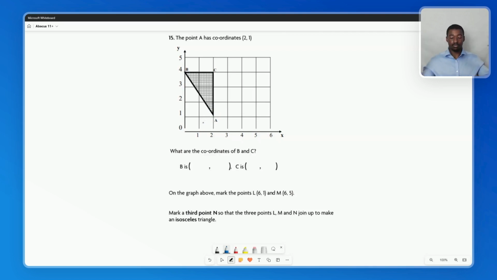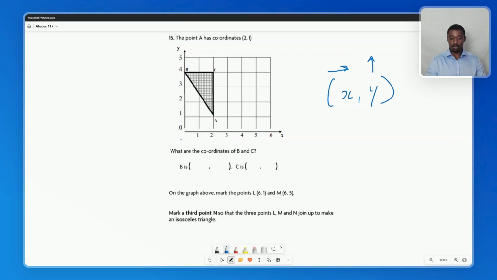So let's think about and remember how coordinates work. When we have these coordinates, X and Y, for example, it's telling us how far to the right and up we're going. So it's X to the right and then Y up. And if it's negative, it reverses. So left and then down. So now let's go to our question and find the coordinates of B and C.